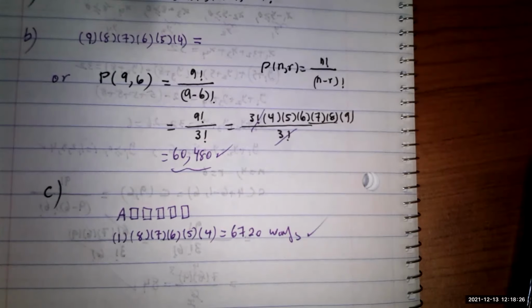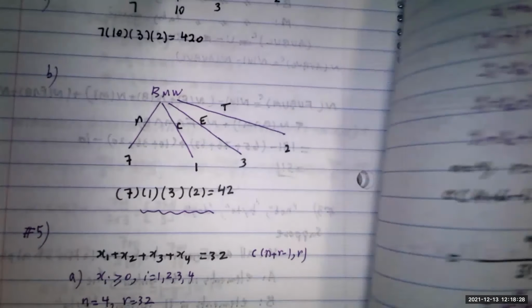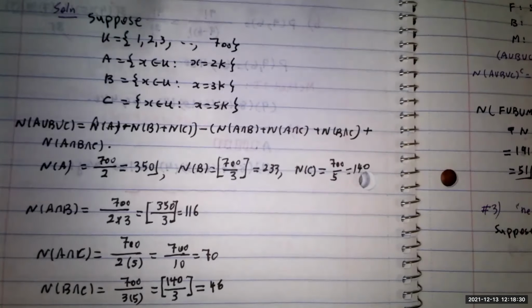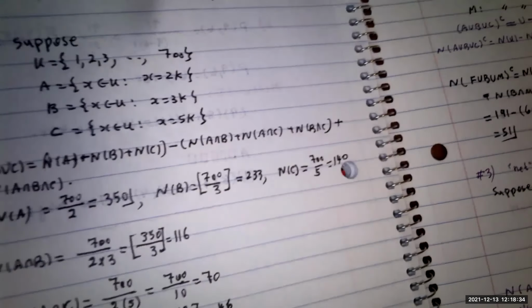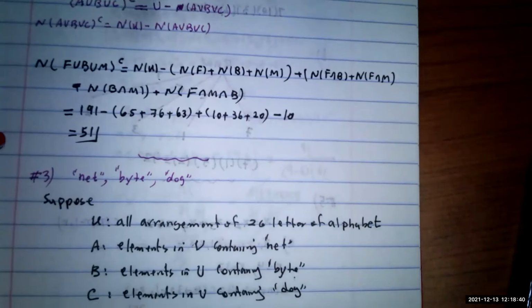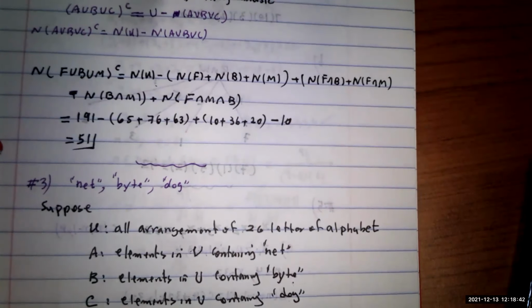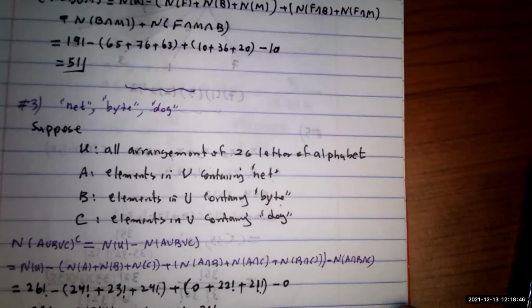Can you go back to number 3, please? Number 3. I just want to see the complement formula. It's the 26 letters of the English alphabet. Oh yeah, that's number 3.